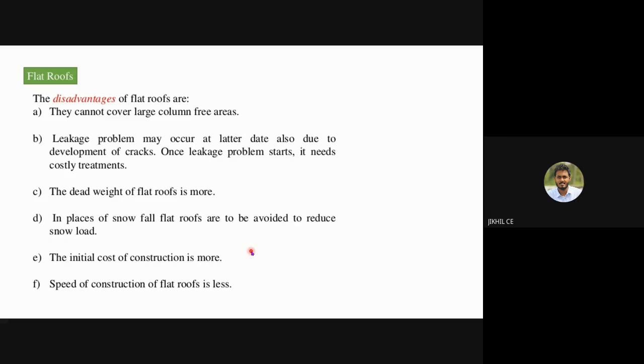So in this class we had an introduction to the various types of roofs and members, and in detail we will look at them in the next class.